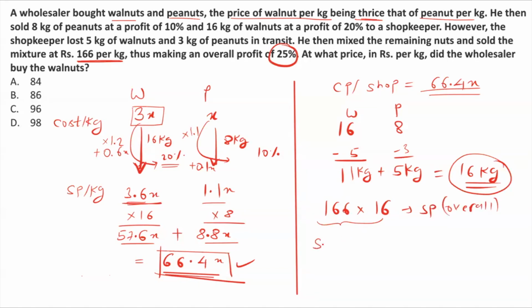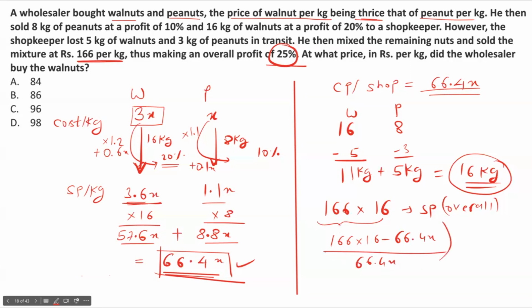You can write the equation: selling price minus cost price, upon the cost price, into 100 is the profit percentage. The profit is 25% as per the question. So selling price 166 into 16 minus the cost price 66.4x, upon the cost price 66.4x, the whole thing into 100 should be 25%. On solving, we'll be able to get the value of x. We'll just cross multiply on both sides: 66.4 into 25 divided by 100 is 16.6x.